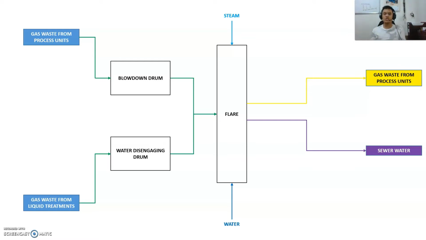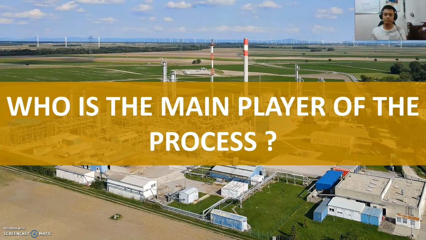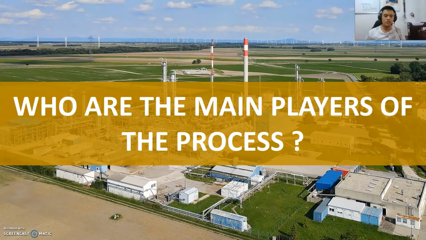So this is essentially very, very simplified. There is a more complicated, detailed version, but in simplification and layman's terms, this is the overview of the off-gas treatment. Now, we need to discuss who the main players of the process are, or in similar terms, which of the machines or unit operations serve as the heart and core of the off-gas treatment process itself.